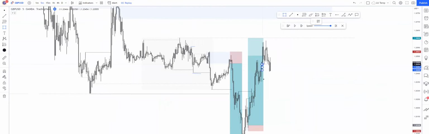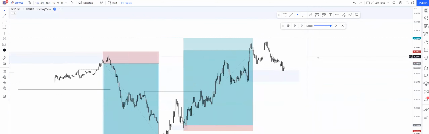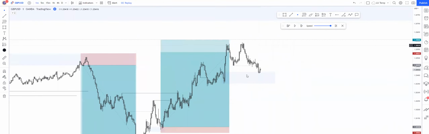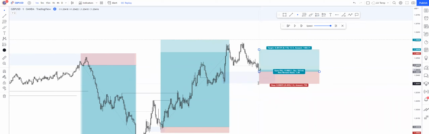Came into an unmitigated wick on day 5. So again, what's the logic behind this, right? Sell stops, POI. If this was a 4-hour, right, very strong POI. So we'll go long here. 6 pip stop loss.